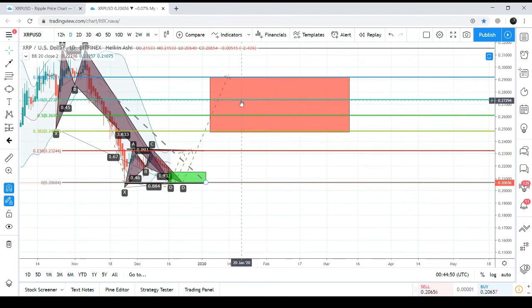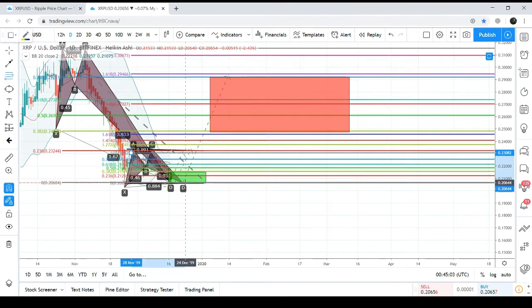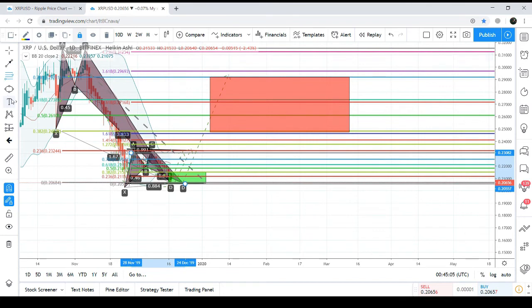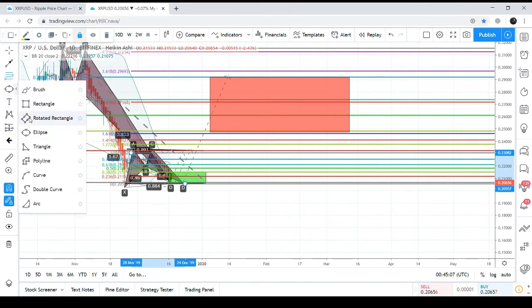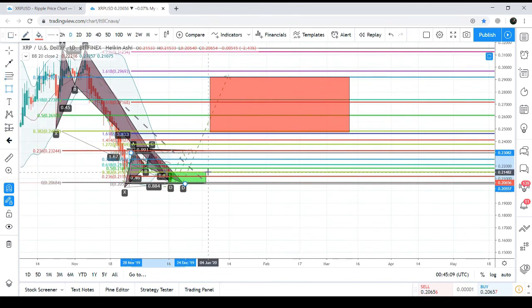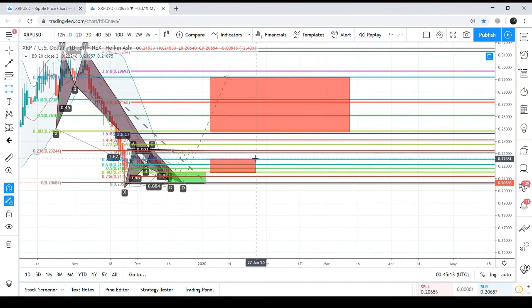I've already published both ideas separately and also both ideas together on my TradingView account. You can also sell here, like at this area, if you're following the smaller harmonic pattern. And if you're following the bigger harmonic pattern, then you can place your sell targets here.